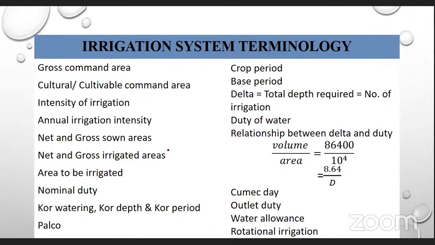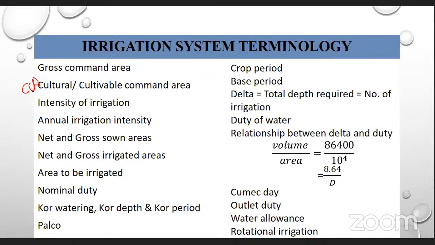Then we have the culturable or cultivable command area, which is also known as CCA. It is that part of the gross command area in which cultivation is possible, and it is the actual area under irrigation. This means we don't have to focus on whether water is available to irrigate that area or not. That area we have to irrigate is known as the culturable command area.